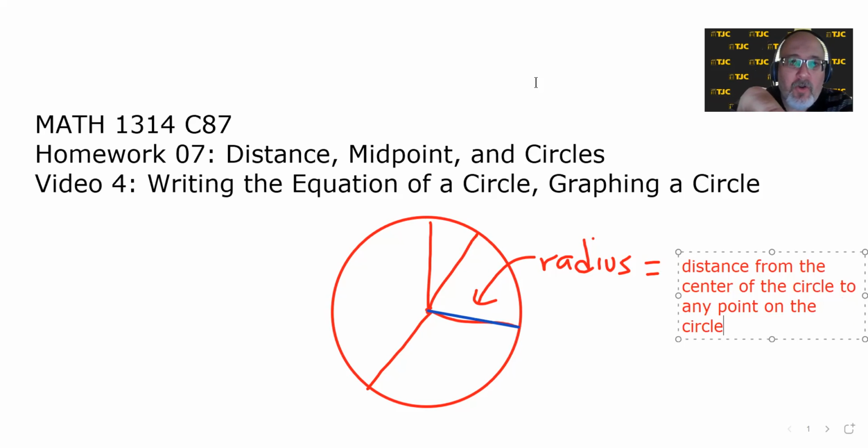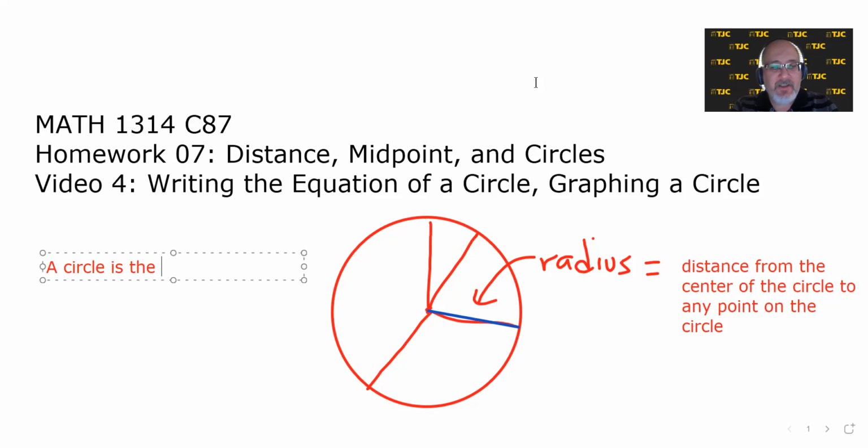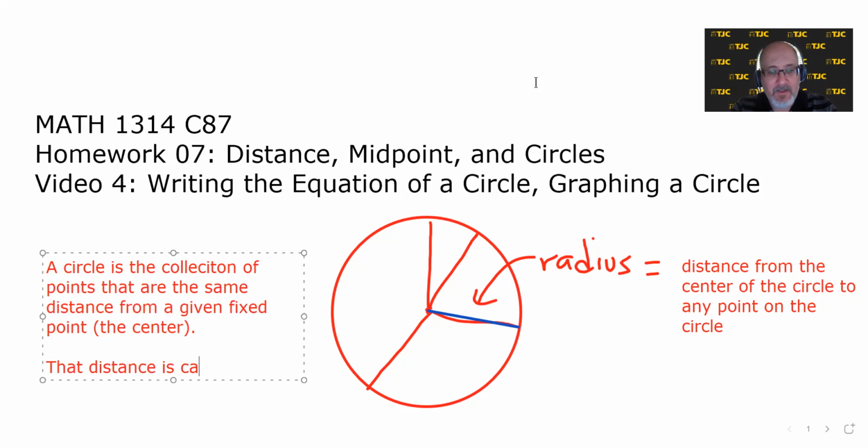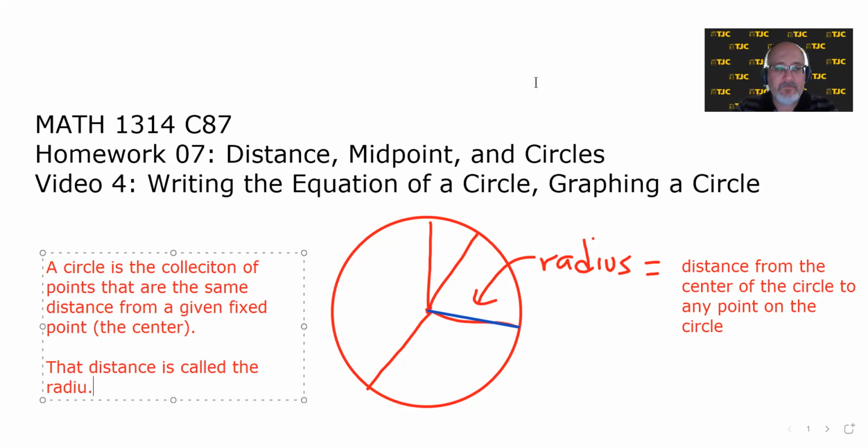So what makes a circle a circle? The actual definition of a circle is the following. A circle is the collection of points that are the same distance from a given fixed point, which is called the center. That distance is called the radius. Now, being a point, the center is going to have an ordered pair. The radius, however, will be a single number.